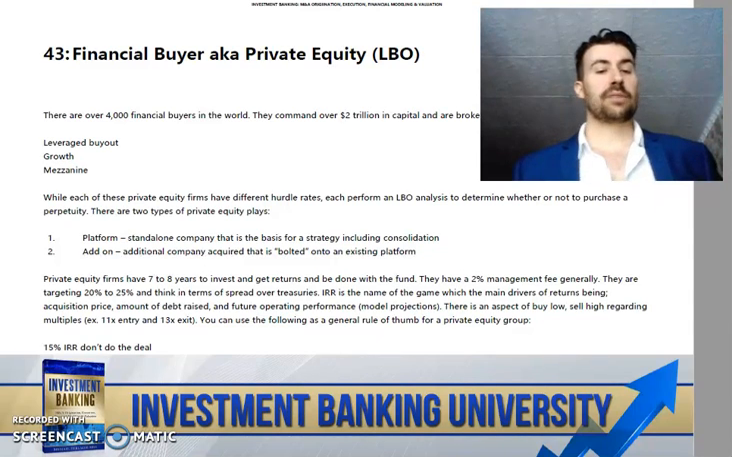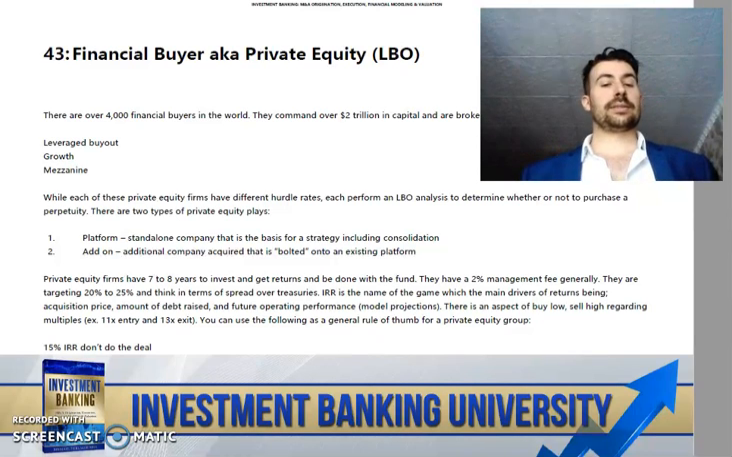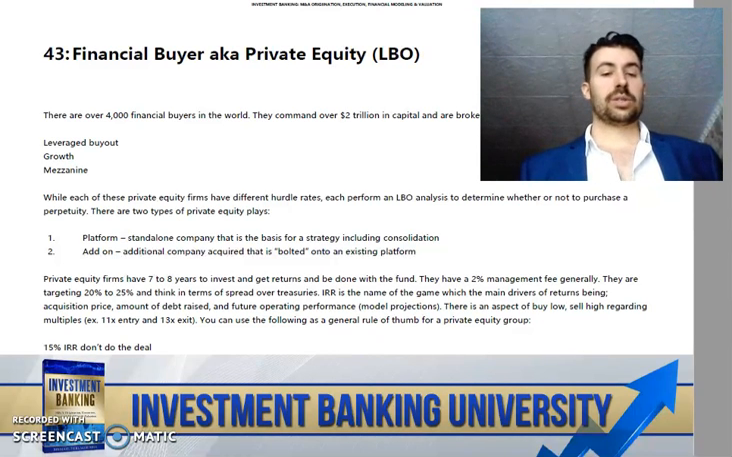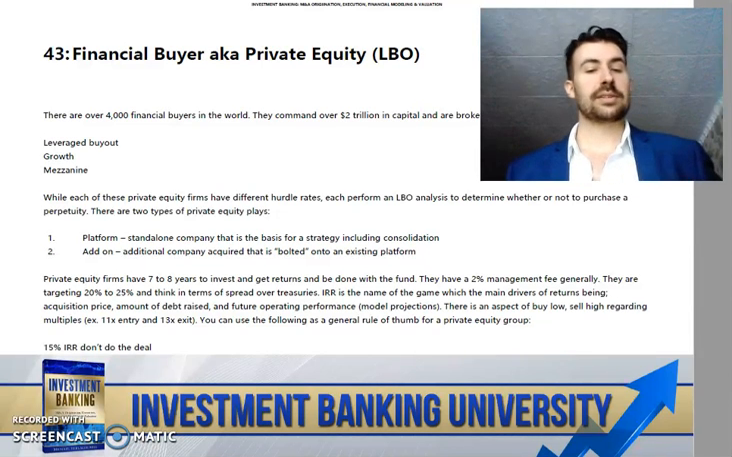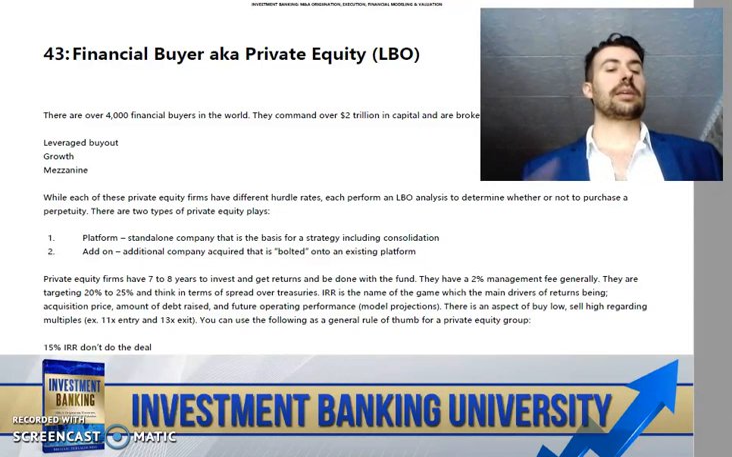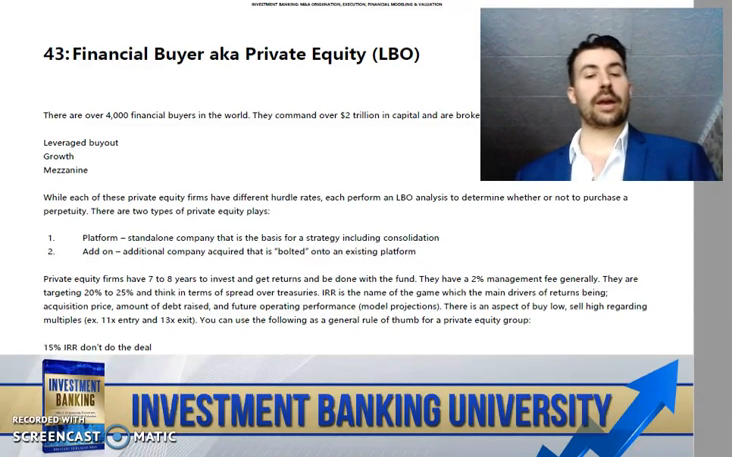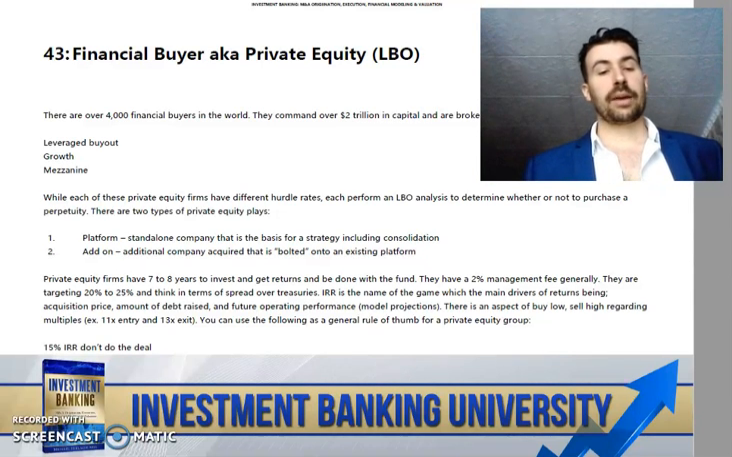And there are two types of private equity plays: the platform, which is a standalone company that is the basis for a strategy, including consolidation, or an add-on, which is an additional company acquired that is quote-unquote bolted onto an existing platform. Private equity firms have 7 to 8 years to invest and get returns and be done with the fund. They have a 2% management fee generally, and they are targeting about 20 to 25%, and think in terms of spread over treasuries. IRR is the name of the game, with the main drivers of returns being acquisition price, the amount of debt raised, and future operating performance of the target they're purchasing, which are model projections as well.